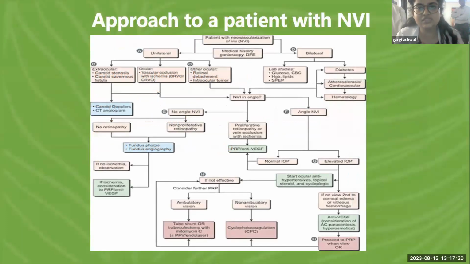This is a summarization of how an individual with NVG should be approached. The basic concept is medical history, gonioscopy, and localizing the cause, which can be unilateral or bilateral. In case there is vascularization in the angle, depending upon the intraocular pressure, whether elevated or normal, how will we go about it? If it is elevated, our primary aim should be to decrease the IOP, followed by anti-VEGF, and then do PRP. Carotid Doppler should also be done in such individuals. Fundus photo and fundus angiography should be done as well. Thank you so much.